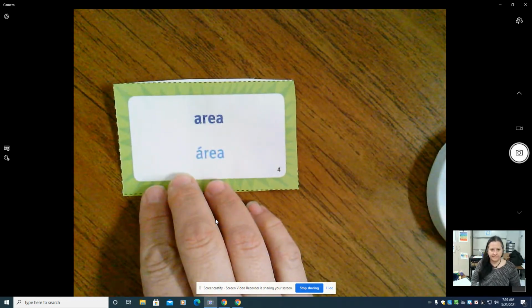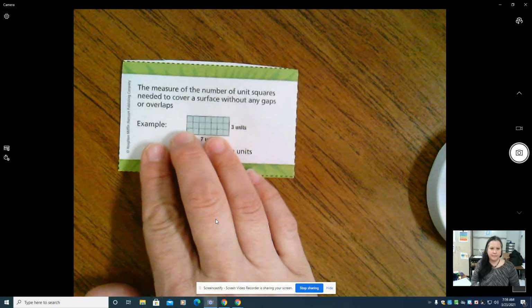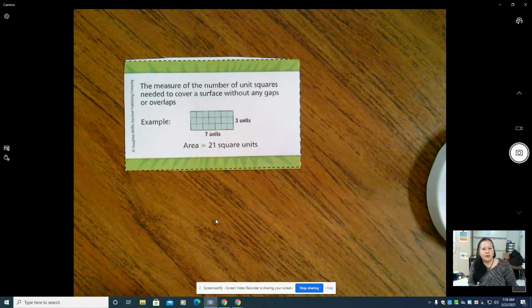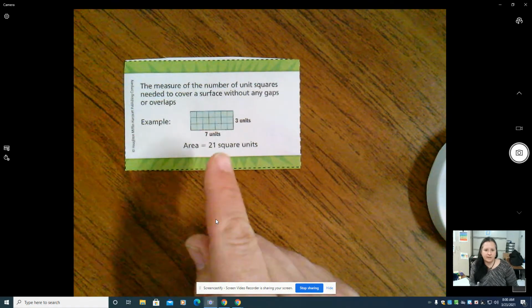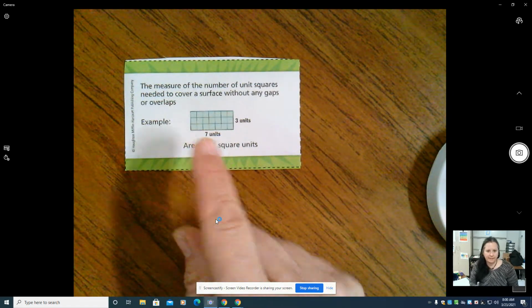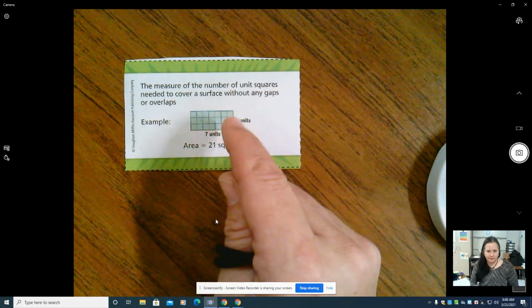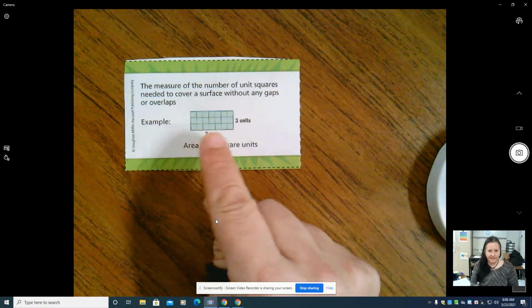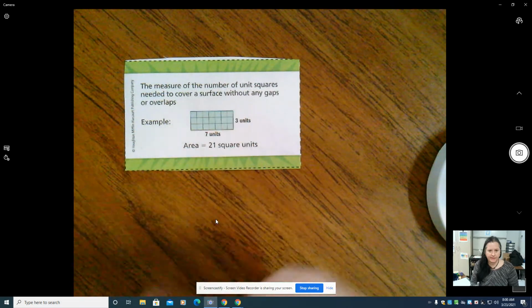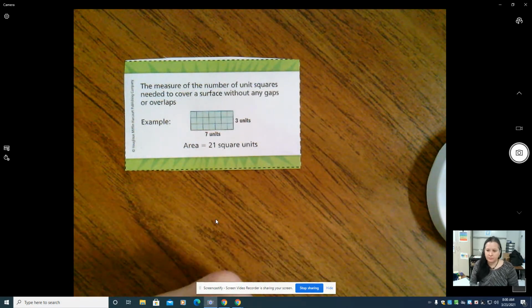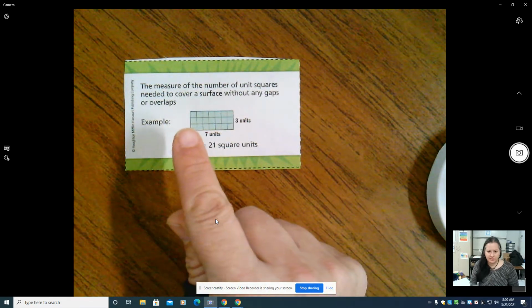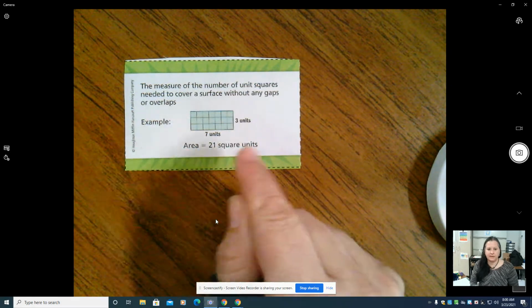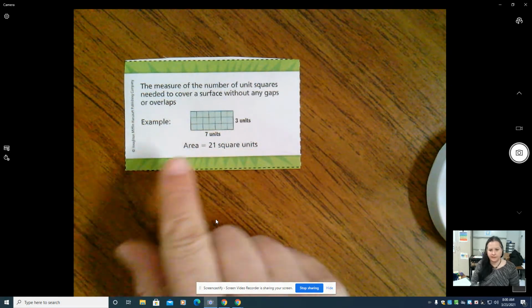The area. This is the measure of the number of unit squares needed to cover a surface without any gaps or overlaps. So it's the inside, the amount of space on the inside. And we figure this out by doing area equals length times width. That's for any kind of quadrilateral. It would just be length times width. That will give you the area in units squared.